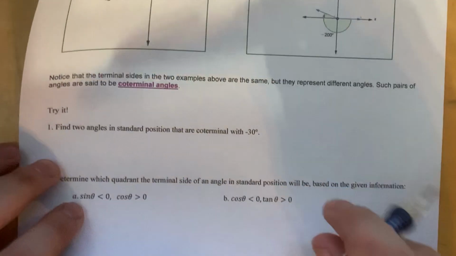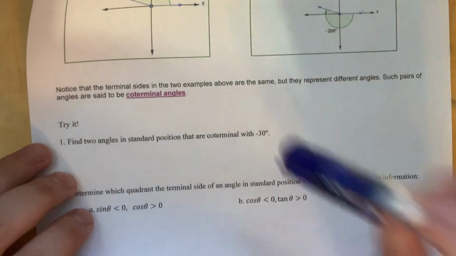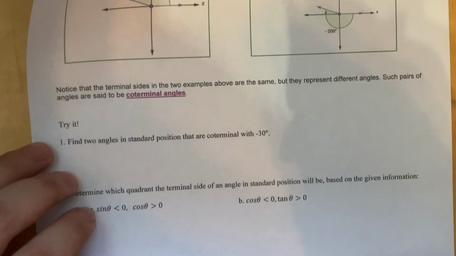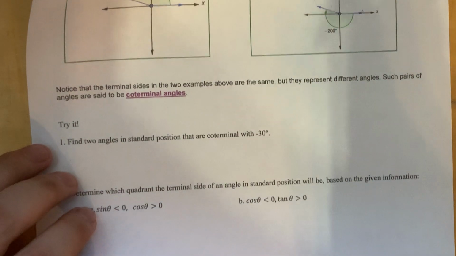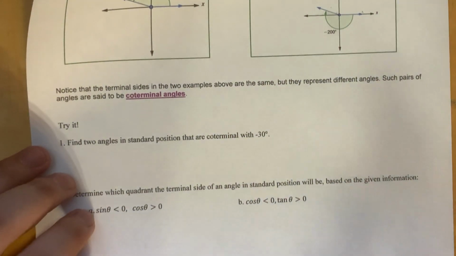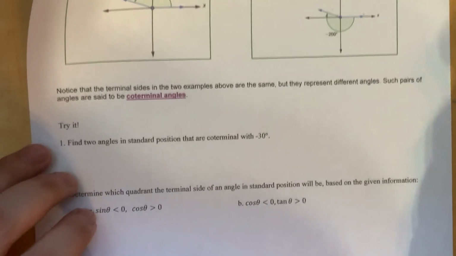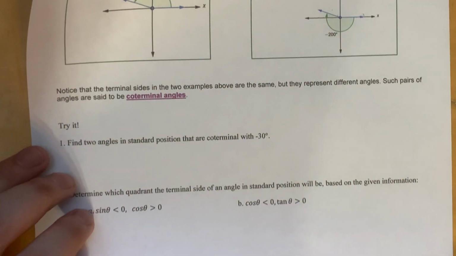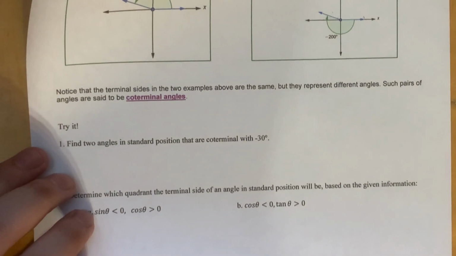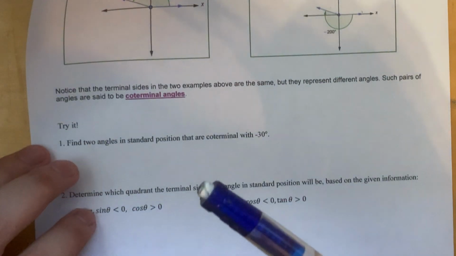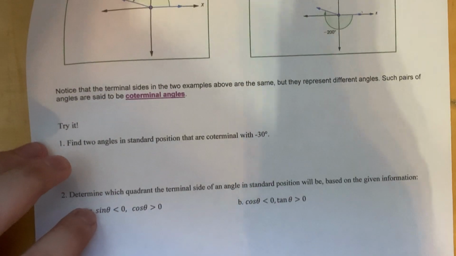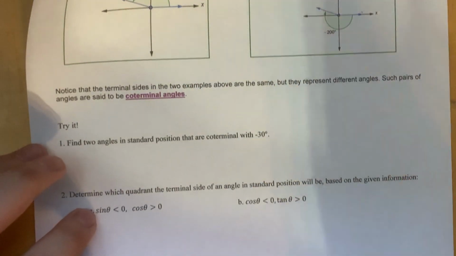And here we go. Here's the actual definition of coterminal angles. Notice that terminal sides in the 2 examples above are the same, but they represent different angles. Such pairs of angles are said to be coterminal angles. Just because the angle degree is different doesn't mean that they don't land on the same spot. It's a circle. You're not going a distance away. So if I go 720 degrees away, that will be equal to 0 and 360 degrees, I believe, if I did that correctly. I hope I did. Yeah, I did do it. So we know that's true.